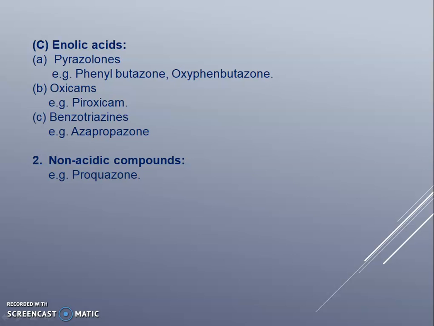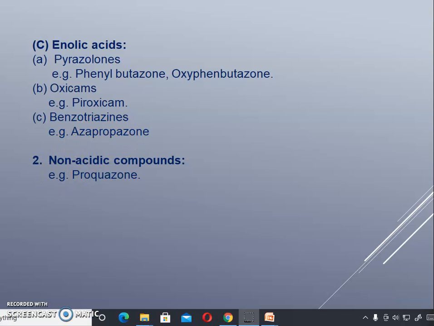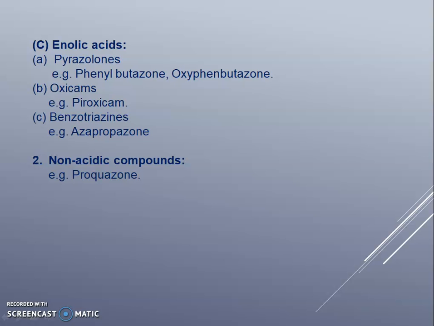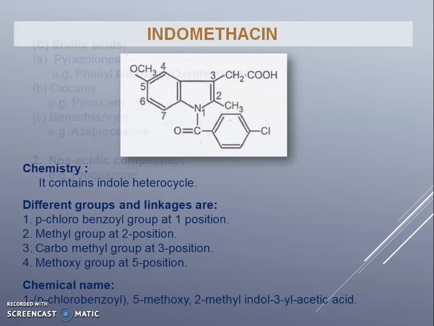Next class, enolic acid, which is again divided into pyrazolone, for example phenylbutazone, oxyphenbutazone. Then oxicams, for example piroxicam, and benzothiazine, for example azapropazone. Second major class, non-acidic compound, for example proquazone. Now let's start with individual monograph.